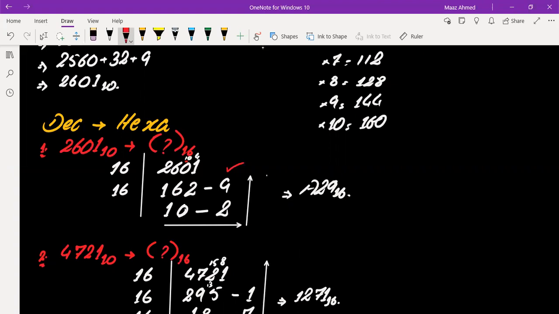Now the procedure to write the answer: we cannot write 10 in hexa, so we need to use the alphabetic representation of 10, and the alphabetic representation of 10 is A. So the answer is 29A, and the base is 16, because hexa uses base 16. Am I clear with this step as well?